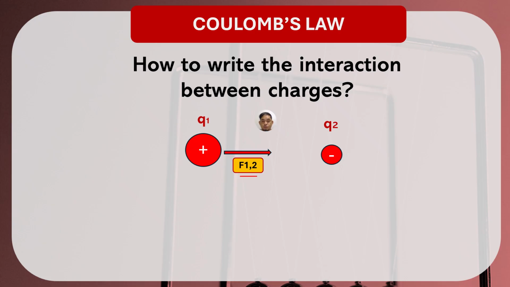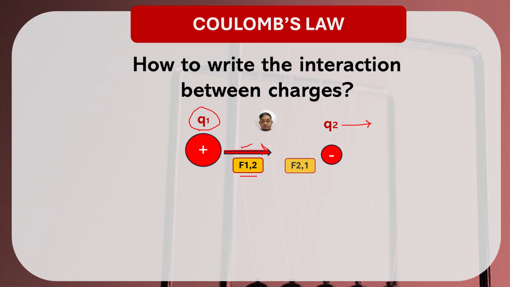Force on 1 due to charge 2. So this is going to be our reference, our focus, and then charge 2 will do something to charge 1. It will determine the direction of the Coulomb's force. Charge 2 is negative, charge 1 is positive, so they are attractive. Charge 2 will have to pull the positive towards it. So the direction will be going to the right. Here it goes, going to the right. The direction is going to the right.